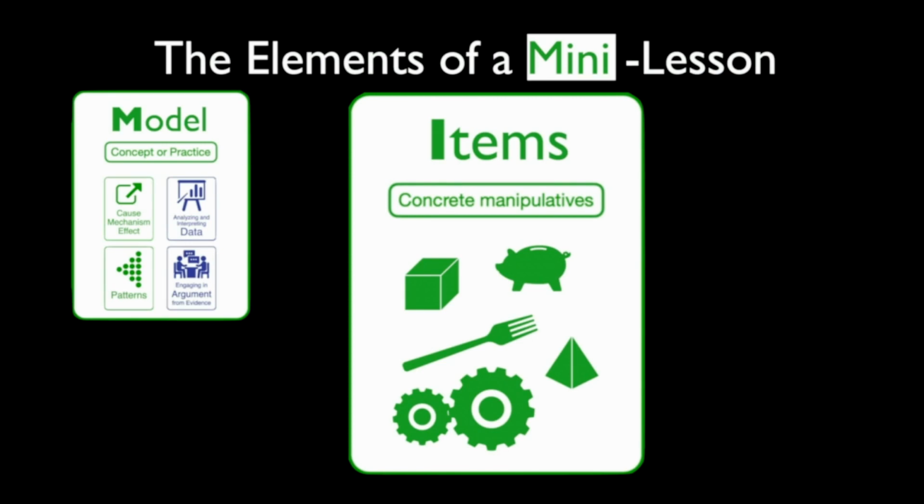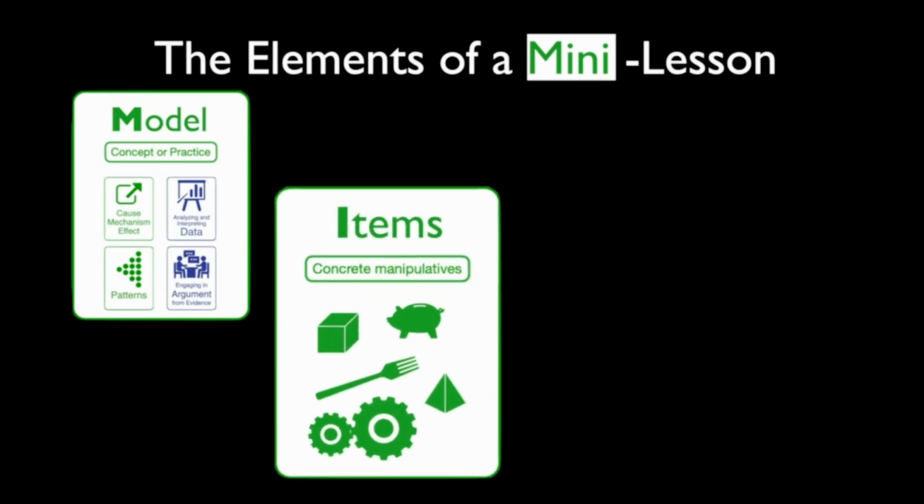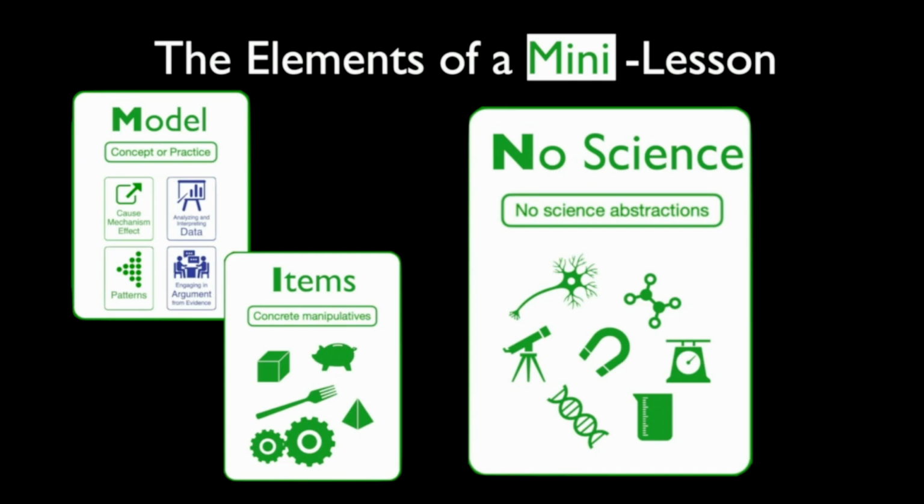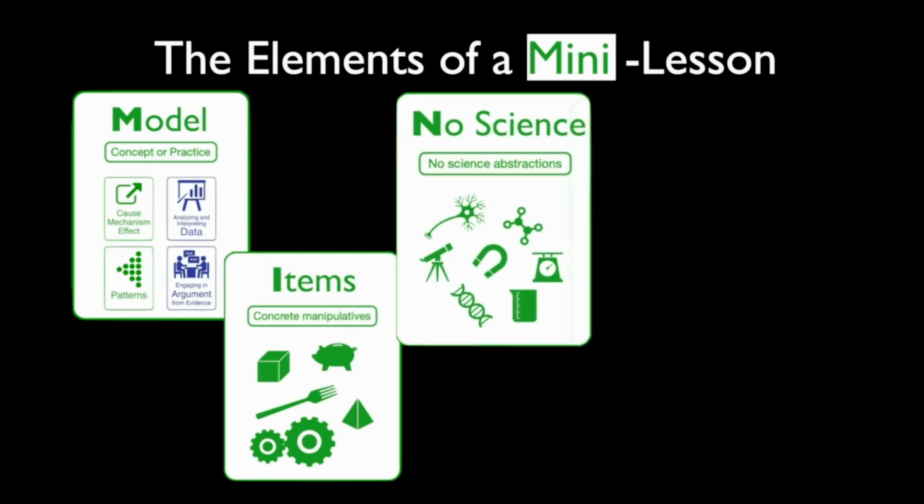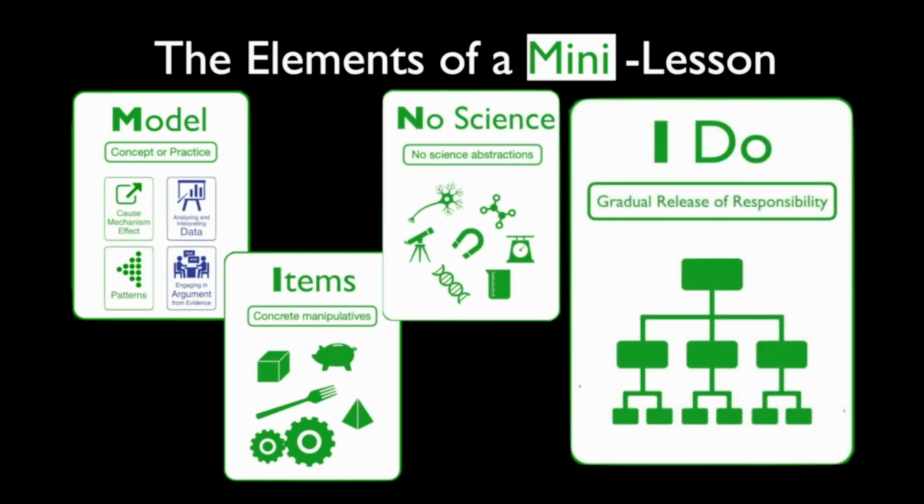And the reason I use those manipulatives is it's simpler. If I really ask kids to create a system model of the disappearing forest, it's too complex. So start with something simpler. The next is that you never include science in your mini lessons. So no science. It's not about the science. And then the last thing is you do it as a gradual release of responsibility. So it's I do, we do, you do. I'll do it once, then we do it together, and then you'll do it kind of on your own.